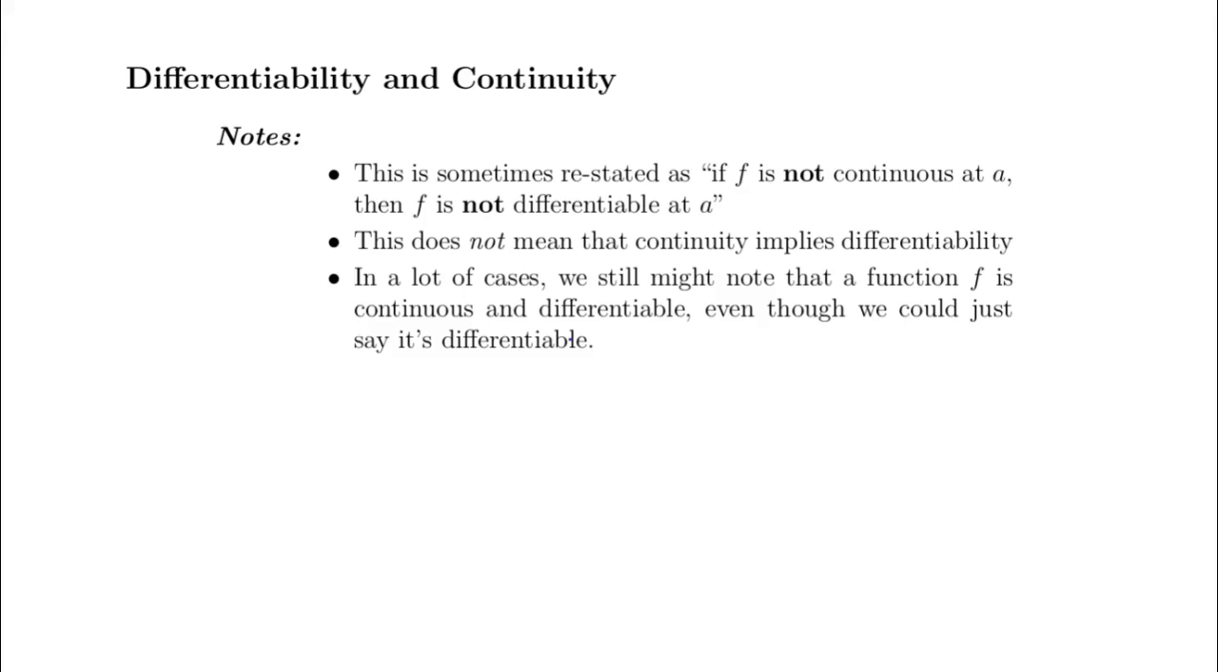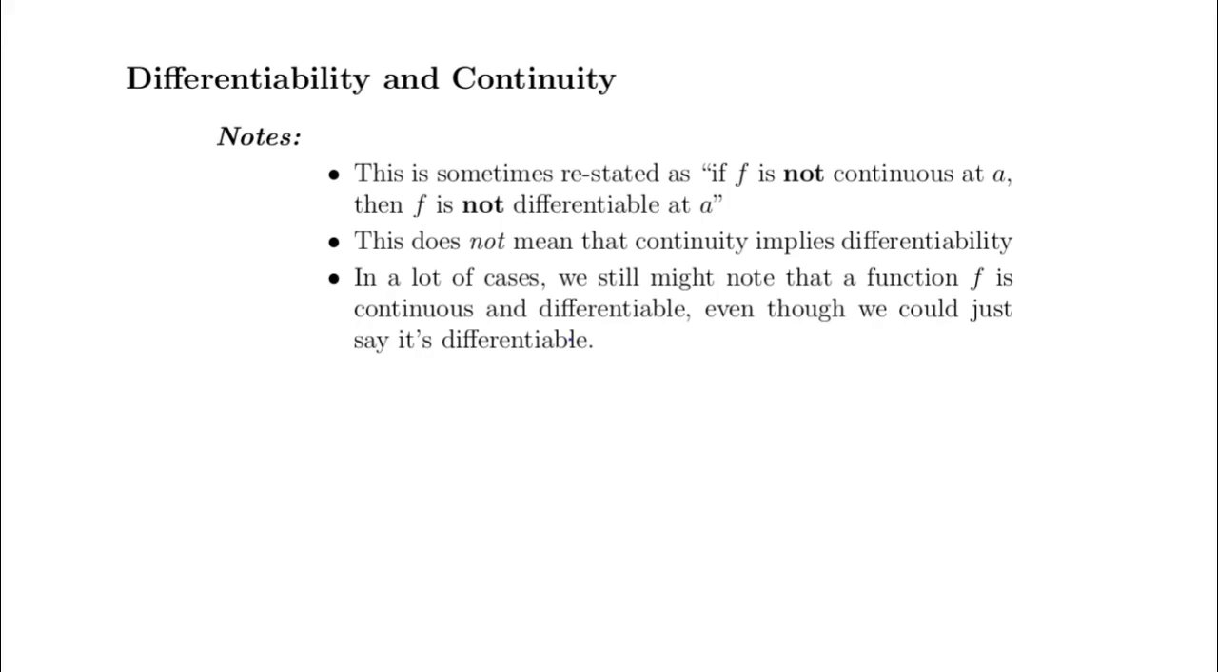Well, a couple things to just note. This is sometimes restated in a more interesting way. If differentiability implies continuity, then if f is not continuous at a, f can't be differentiable at a either, since if it's differentiable, it has to have been continuous. So if we can see that something is not continuous, then we know that the derivative won't exist there. But be careful, it doesn't mean that if the function is continuous that it is differentiable. There are lots of cases where that's not true.